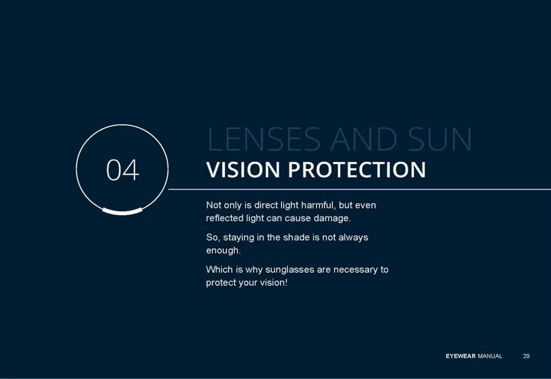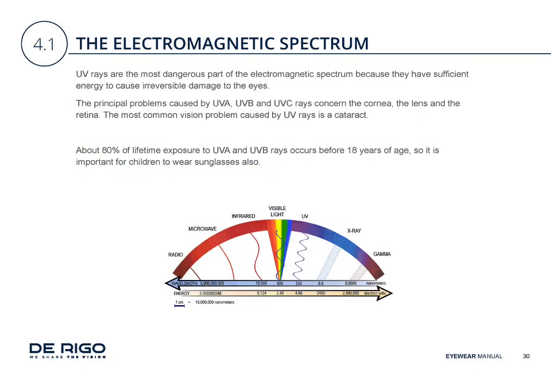Vision protection. Not only is direct light harmful, but even reflected light can cause damage. So, staying in the shade is not always enough, which is why sunglasses are necessary to protect your vision. The electromagnetic spectrum: UV rays are the most dangerous part of the electromagnetic spectrum because they have sufficient energy to cause irreversible damage to the eyes.